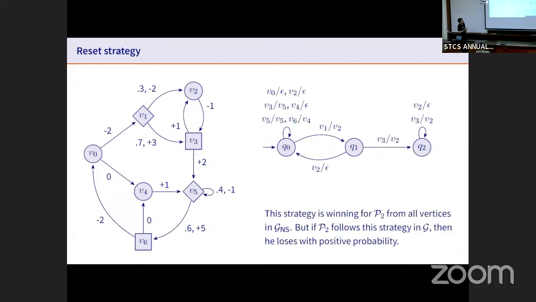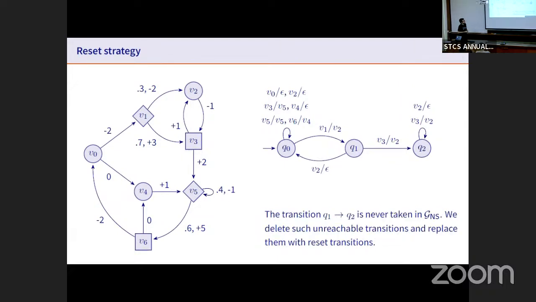So this slide describes how you can construct a reset strategy. I'll just gloss over this. So what basically happens is this is a Mealy machine. This is how we usually encode strategies of players. Each transition is labeled by an input-output pair. The input denotes the vertex that the token is currently on, and the output denotes the successor that the player should move the token to.